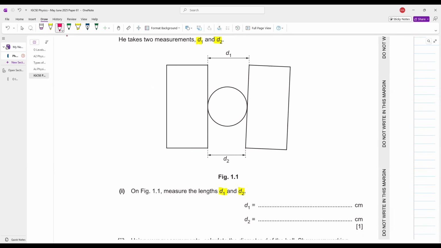What do you have to do? You have to take your ruler and measure these lengths. Just take a ruler, measure D2 and measure D1. Simple, nothing complicated. I have already measured D1 and D2. D1 was coming out to be 2.7 centimeters. D2 was coming out to be 2.5 centimeters. Centimeters are already written, so let's avoid writing it here.